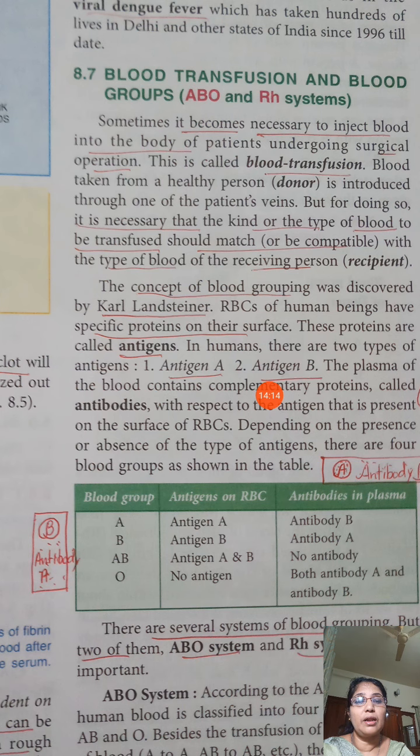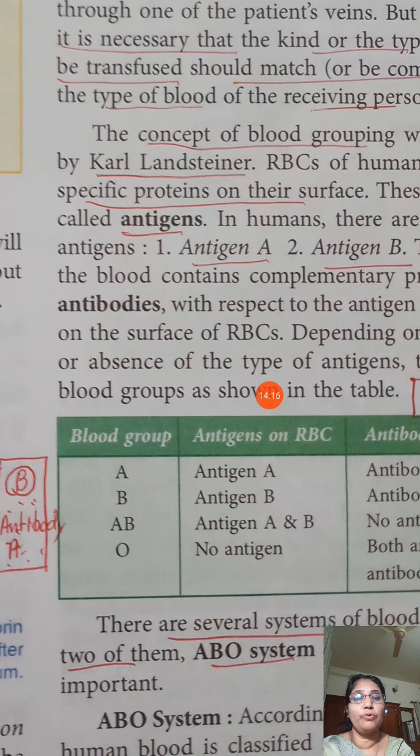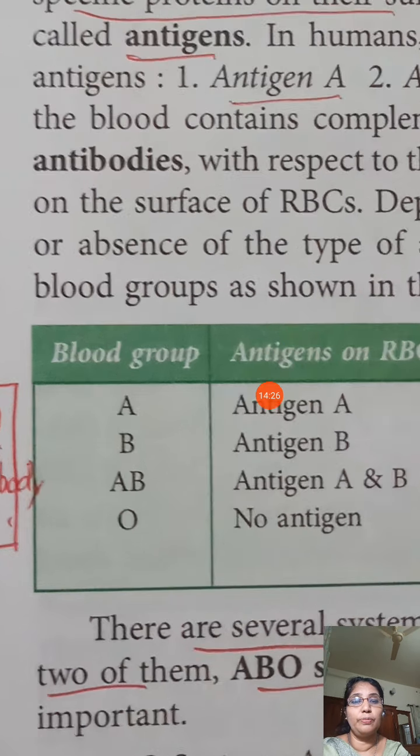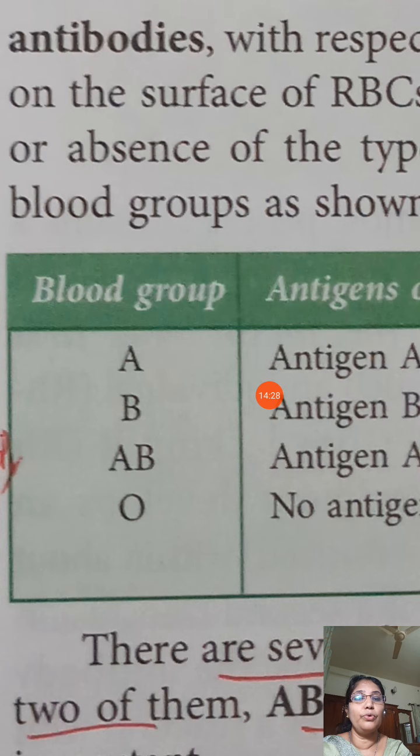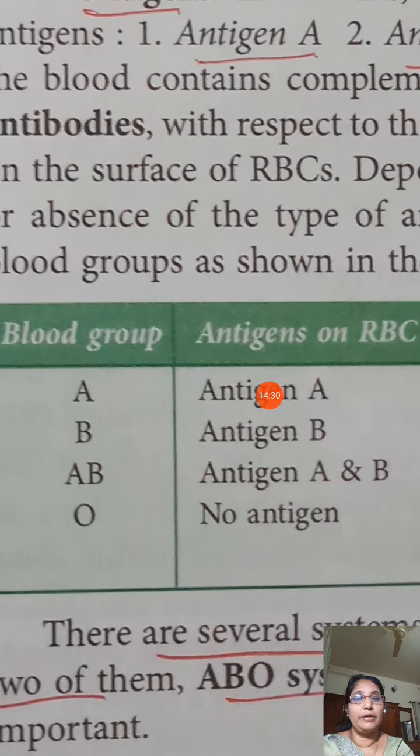Here we are learning about the blood groups. There are 4 kinds of blood groups according to the ABO system: A group, B group, AB and O. 4 kinds of blood groups are there.